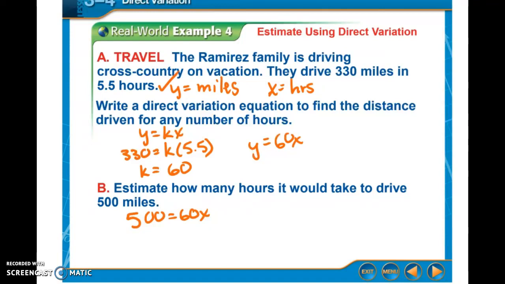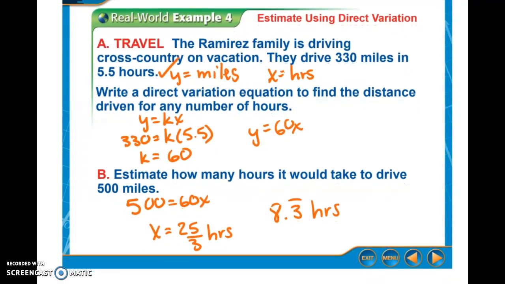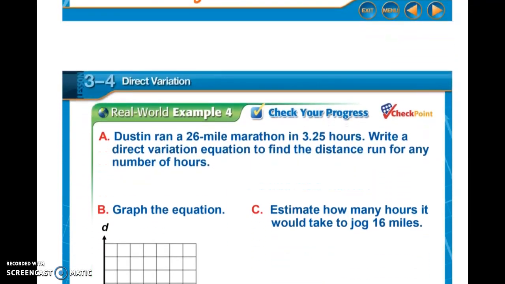Now when we divide 500 by 60, check my math, I've got it written down here, it takes 25/3 hours, which is 8.3 repeating hours. So it's just the same thing, but you have to define your variables and decide what goes where.